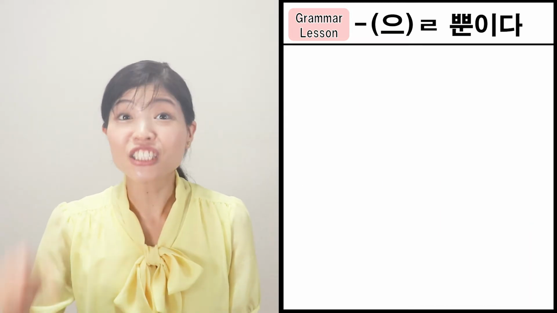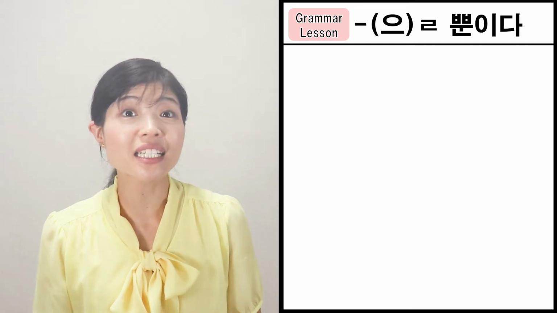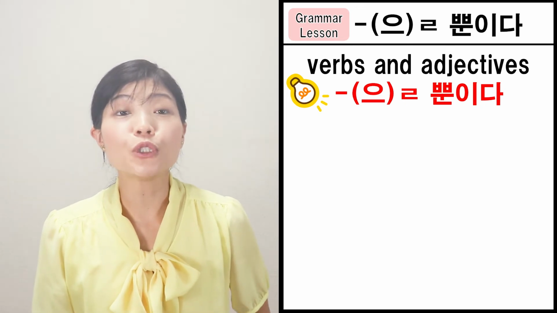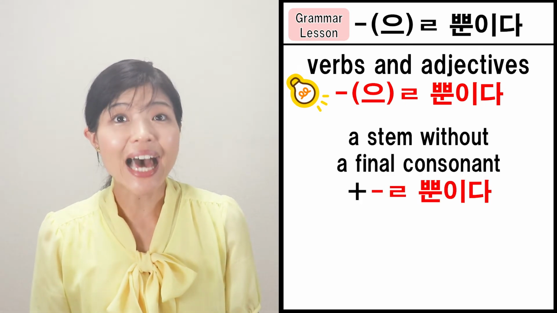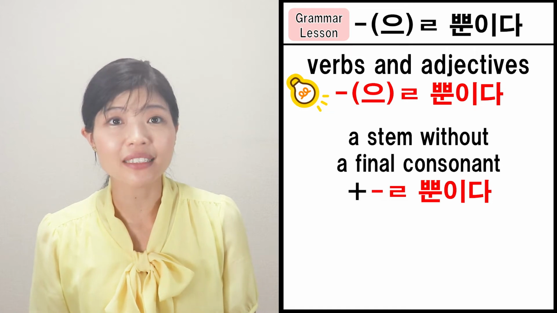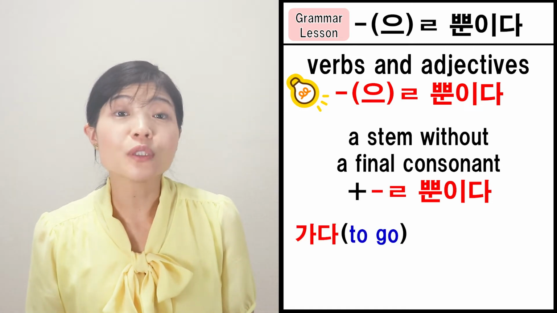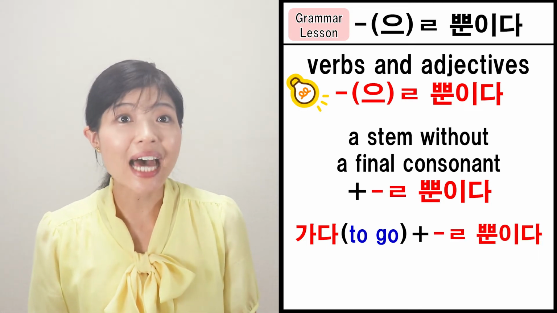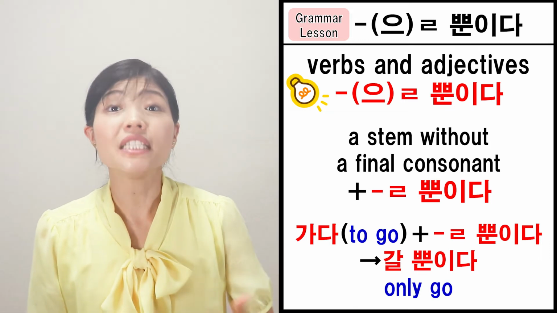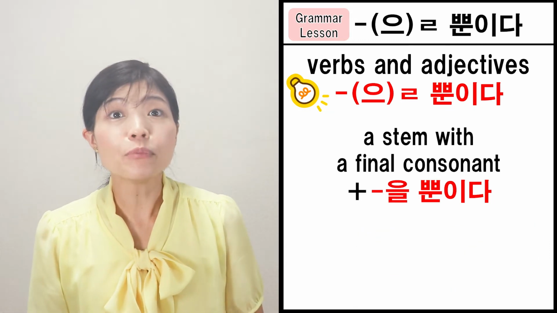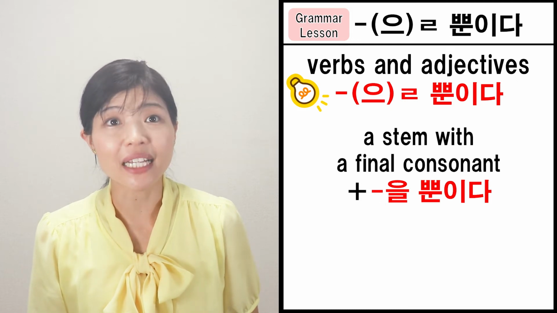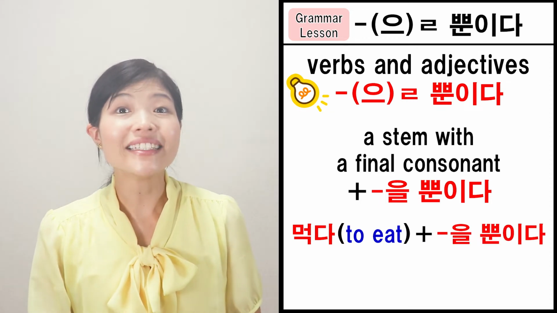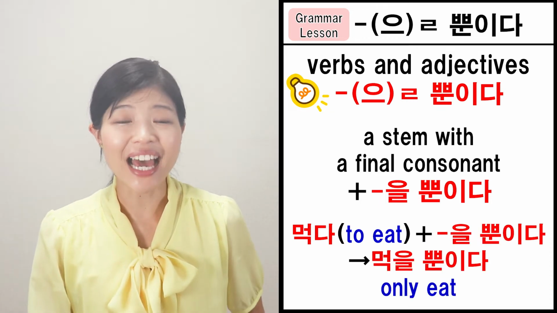Okay? Then let's look at the usage in cases of verbs, adjectives, and nouns. For verbs and adjectives, you attach 으, 리을 뿐이다. You will use 리을 뿐이다 if a stem does not have a final consonant. For example, 가다, to go, does not have a final consonant. So you will attach 리을 뿐이다 to make 갈 뿐이다, only go. You attach 을 뿐이다 if a stem has a final consonant. Since 먹다, to eat, has a final consonant, you attach 을 뿐이다 to make 먹을 뿐이다, only eat.